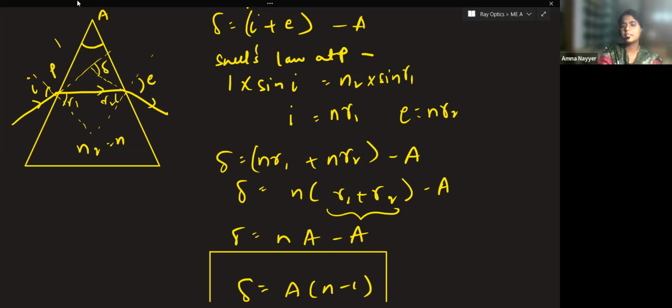If you all have completed, just text me done in the chat column. We have dispersion left. We'll do dispersion, and if time permits, then we'll do telescope in the next class.